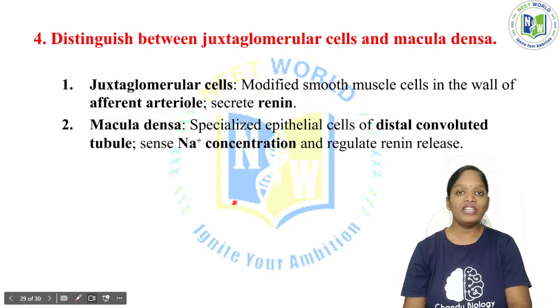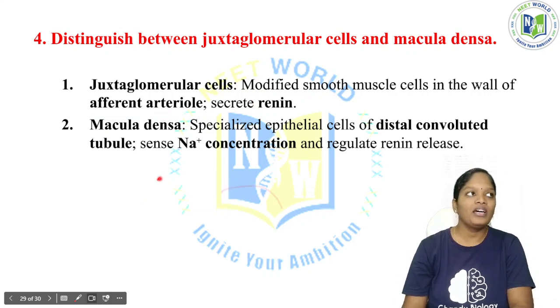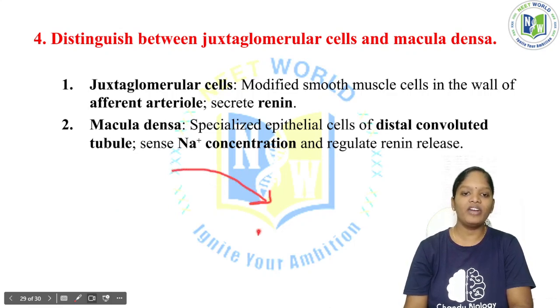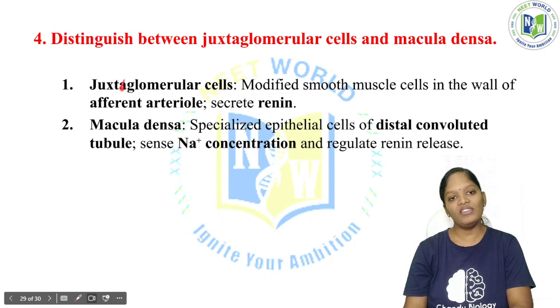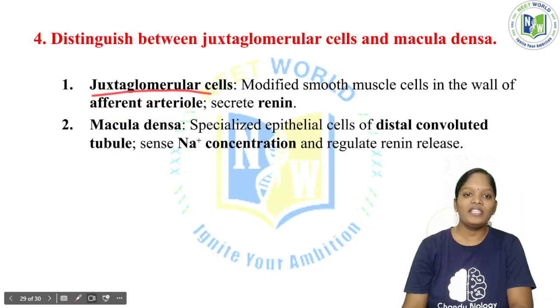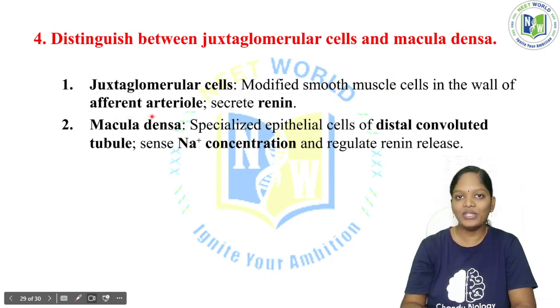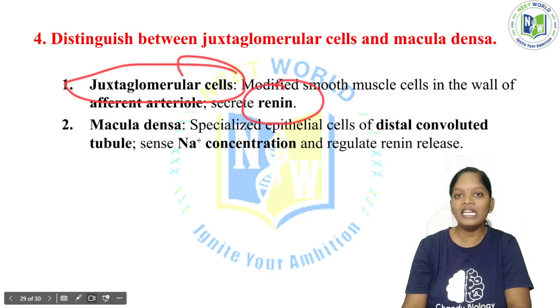We have an afferent arteriole and an efferent arteriole. Just now we have studied that one arteriole is entering into the kidney and one is taking blood away from the kidney. If the arteriole enters the kidney, we call it an afferent arteriole. If the arteriole is coming out, it is called an efferent arteriole. The juxtaglomerular cells are smooth muscle cells present in the wall of the afferent arteriole which enters the kidney, and these cells are responsible for secreting renin.